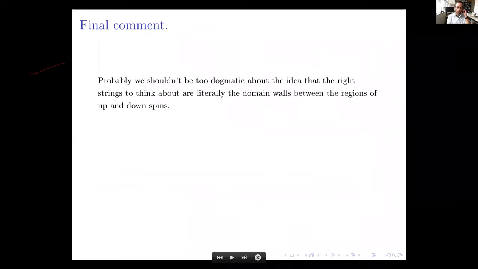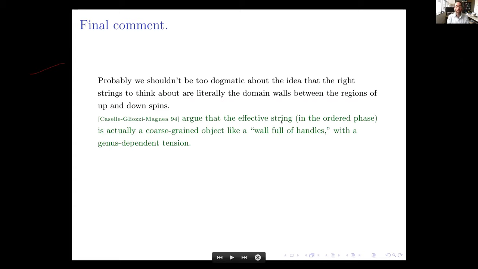Okay, so my final comment is that I've tried to say a few things about interpreting the domain walls in the Ising model in terms of string world sheets. I think probably it's a good idea not to be too dogmatic about the idea that the right strings to think about are literally the domain walls between the up spins and the down spins. There's some interesting work suggesting that the effective string should actually be regarded as a sort of coarse grain object made of many handles.